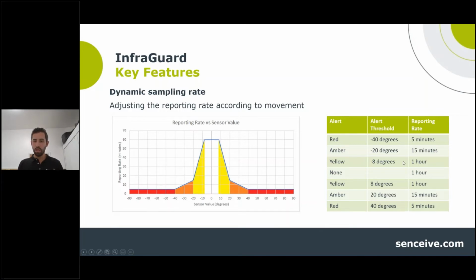So in this case, we're saying minus 8 degrees or plus 8 degrees, keeping it at the same rate, giving a yellow alert. If it moves beyond plus or minus 20 degrees, increasing that to 15 minutes. And then beyond plus or minus 40 degrees, increasing that to every 5 minutes. So this is a very typical way of setting this sort of thing up, something we always ask a customer before they're doing it, or we enable a customer to do it themselves when providing the service to an asset owner. But this is a very flexible, easy to use tool on our software platform.